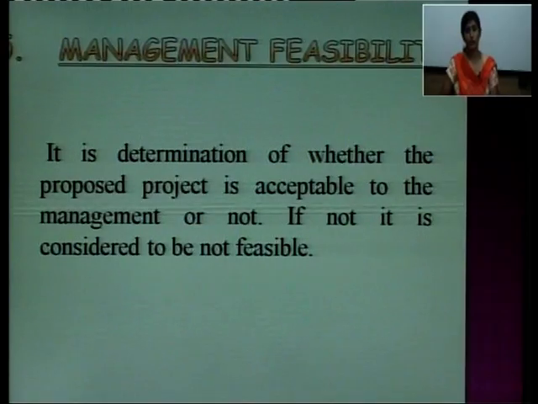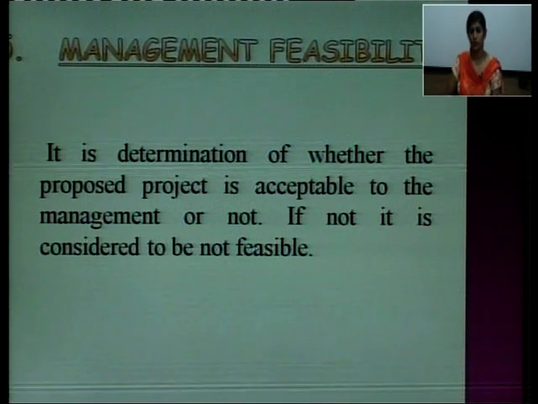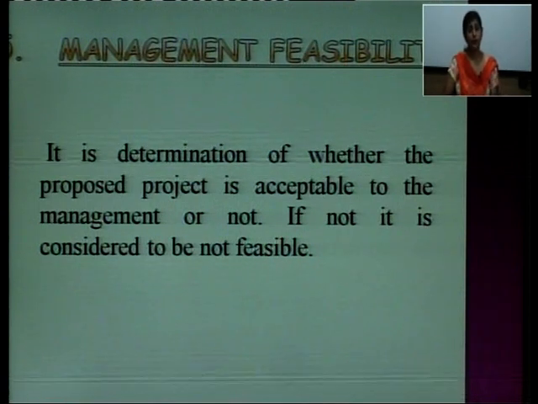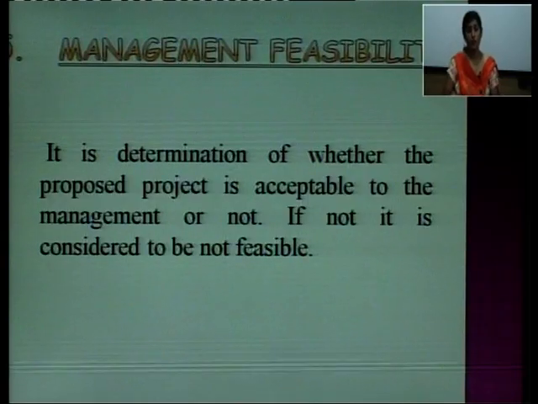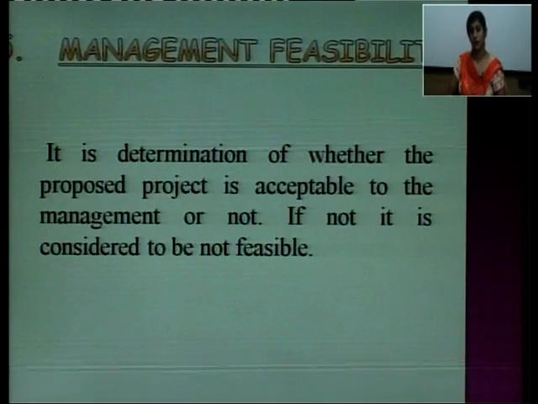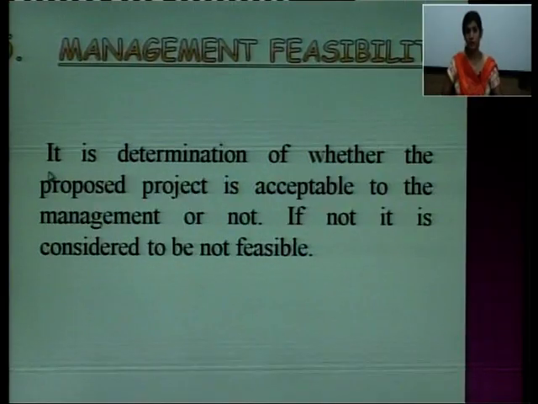If you develop a project or a product or a system, we say it is not feasible, which means it is not acceptable by the users. It is not fulfilling the requirement of those users or the management or the organization for which you have prepared that project. Clear? What is management feasibility?